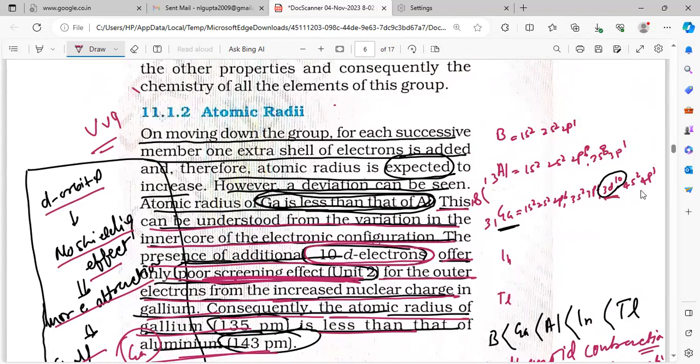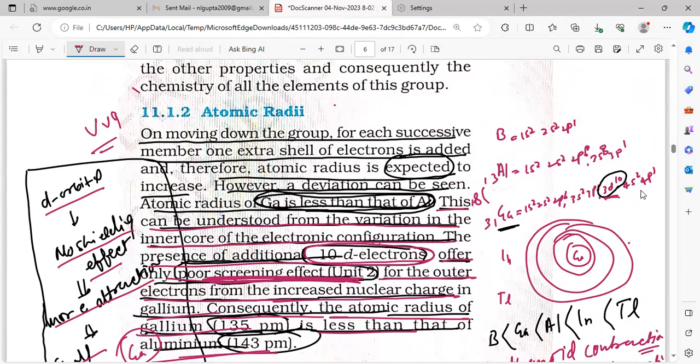See, these electrons are there, na? So if you are doing gallium, what you are going to find? Suppose here is 4p1. Then it can be 4s. Then here is 3d. 3d has no shielding effect. So it will attract more, na? Strongly it will attract. So this will be the smaller size.